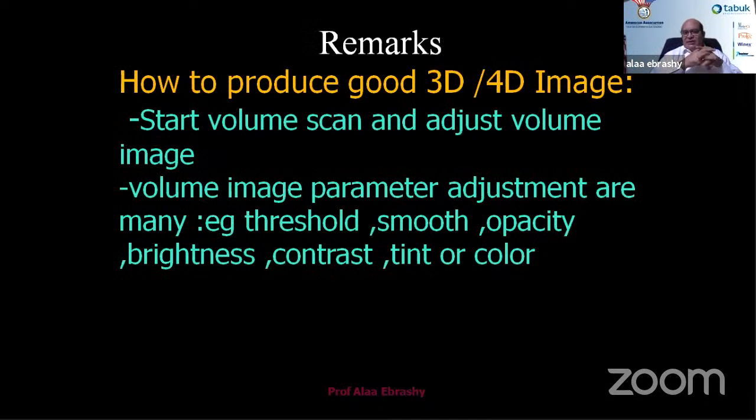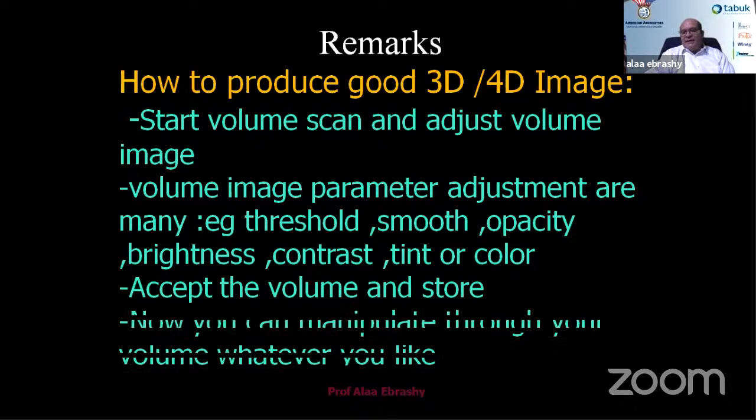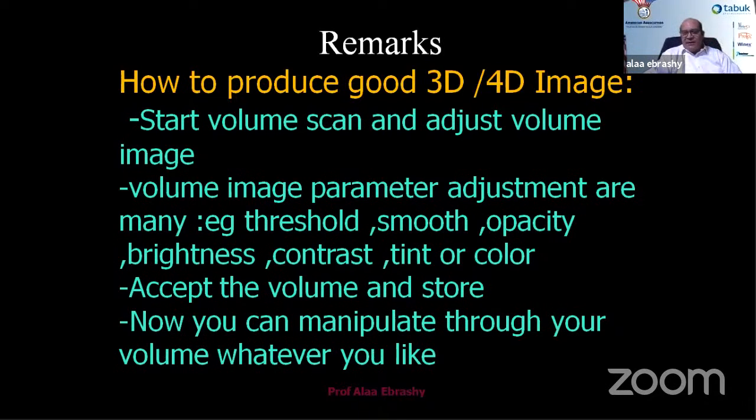Start the volume scan and adjust the volume image as I told you. The volume image parameter adjustment. After having the volume, there are a lot of adjustments: threshold, opacity, brightness, contrast, the color. Of course, you know that we don't have color in ultrasound. All this color added is just fake color. You can put whatever color you like, as I'm going to show in some pictures. So this is all production. I mean, you are doing manipulations as if you are executing a film. Then you accept the volume and store, and after storing, you can manipulate a lot about this.